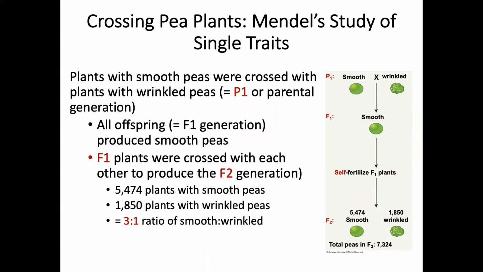True breeding strains of pea plants with smooth and wrinkled peas were used as the P1 generation. Interestingly, all the offspring in the F1 generation had smooth peas. Self-fertilization of F1 plants gave rise to plants with smooth and wrinkled peas in the F2 generation. About 3/4 of the peas were smooth, and about 1/4 were wrinkled. So the ratio is about 3 to 1.